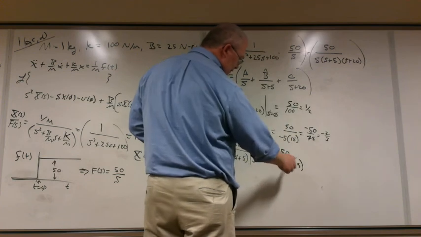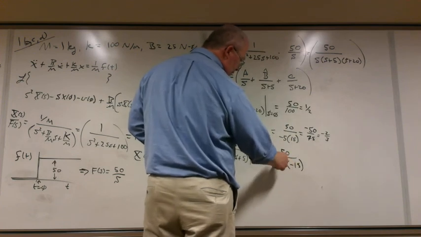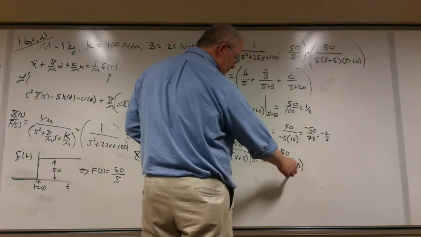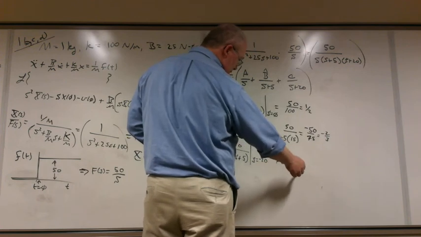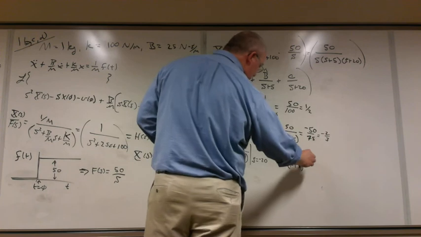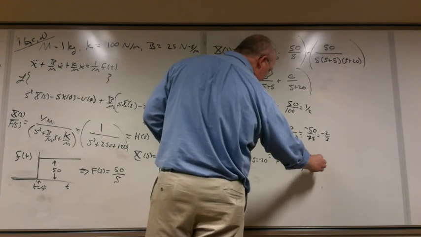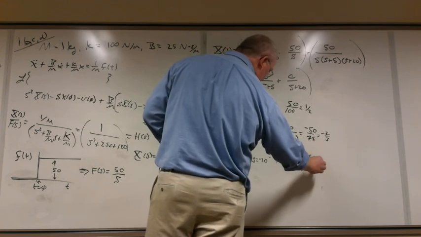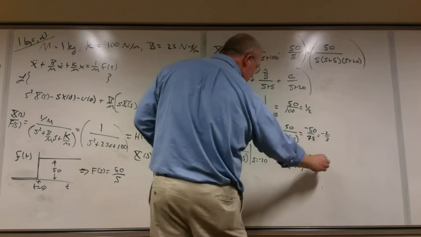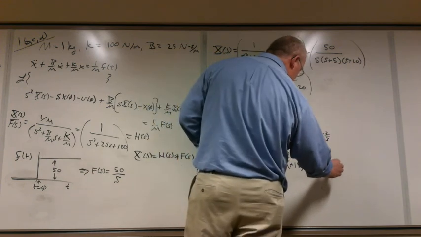I can do it 50 over 300, I guess, right? Because this is going to cancel out with that. 20 times 15 is going to be 300, also known as 1/6, right? 50 over 300 is equal to 1/6, like that.